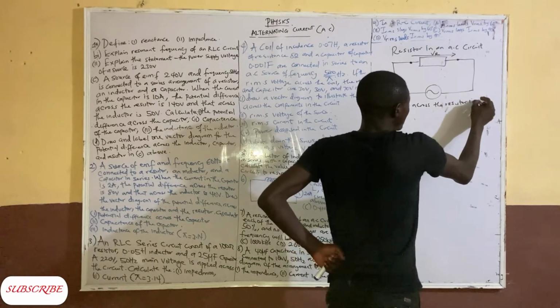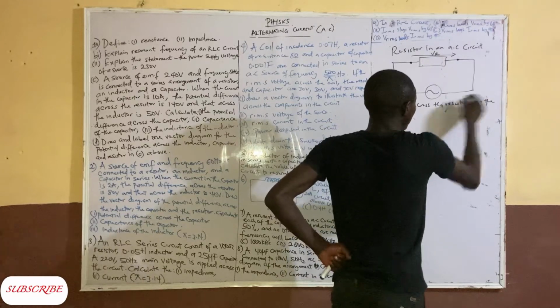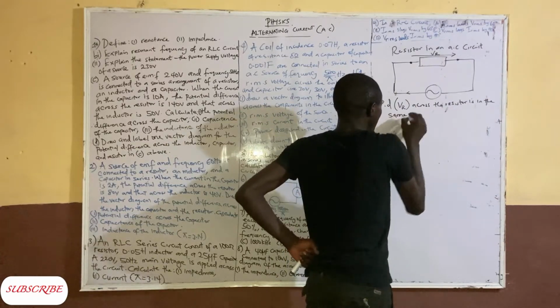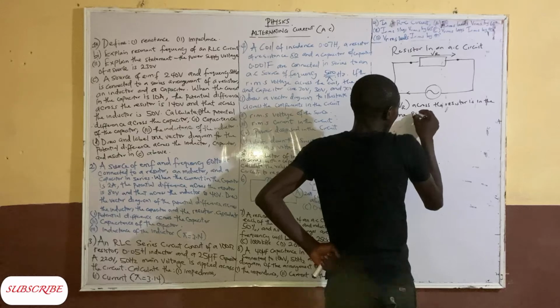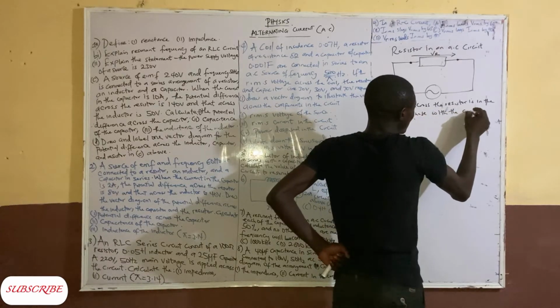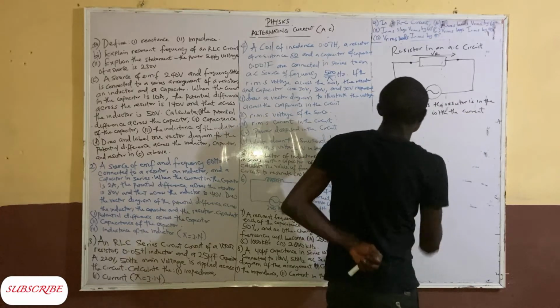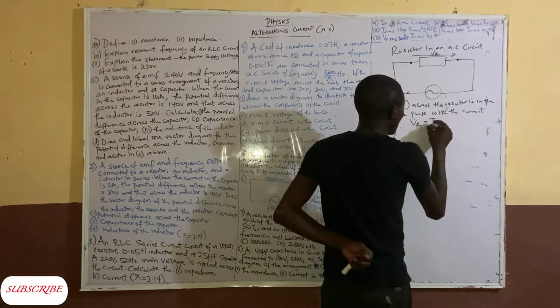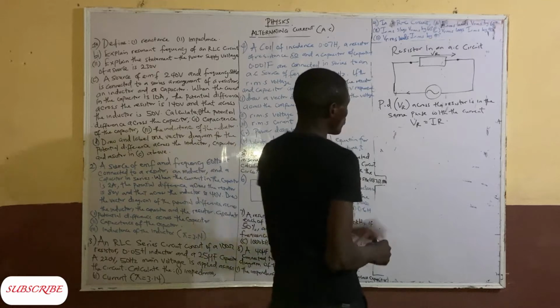It is in the same phase with the current. This is very, very important. With the current. So we need that VR is equal to what? IR. V equals IR.